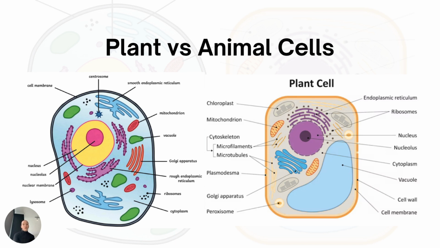The large central vacuole, which is this bottom right structure, is a storage tank for the cell. So in our plant cells, this holds water and it holds nutrients.